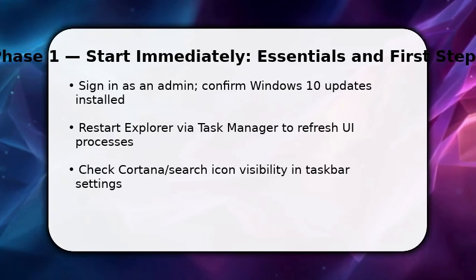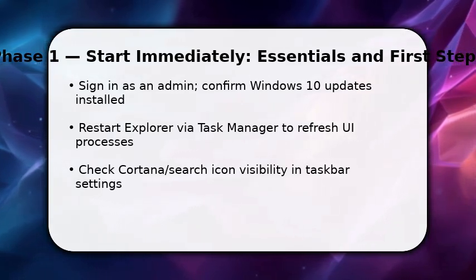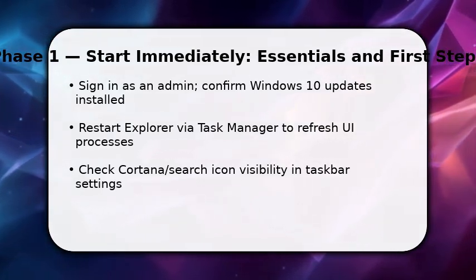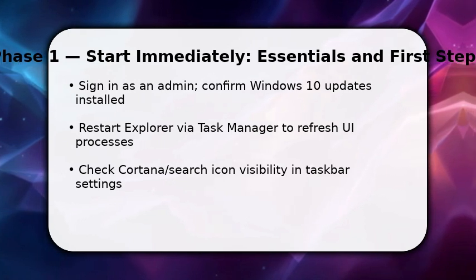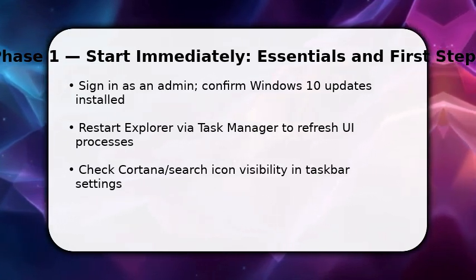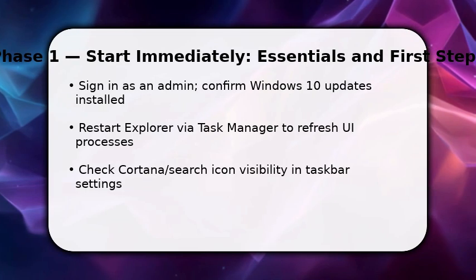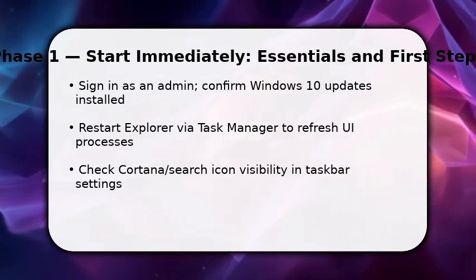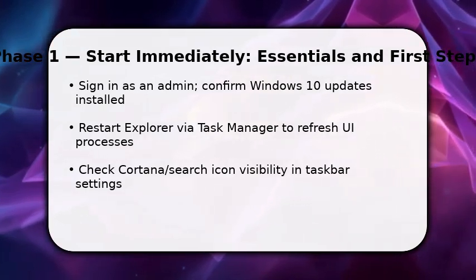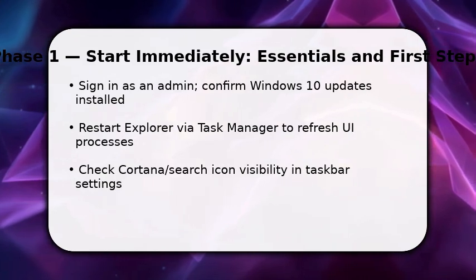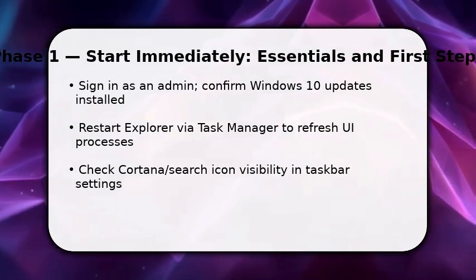You start by making sure you are signed in with an administrator account because some fixes need elevated permissions. Once done, open Task Manager and restart Windows Explorer to refresh the shell. This often returns the search bar immediately. Make sure the search icon or box is enabled in taskbar settings. If it is hidden, toggle it on.